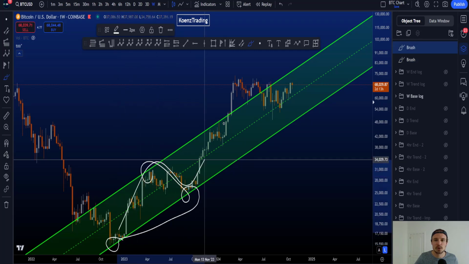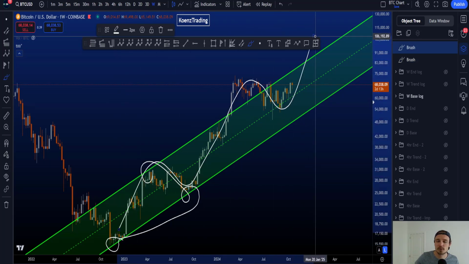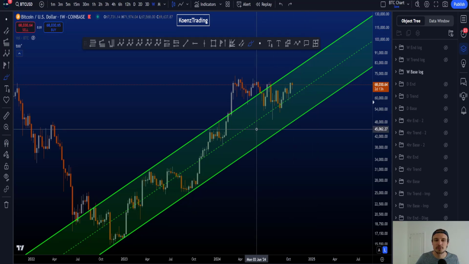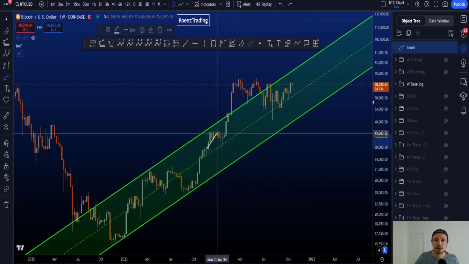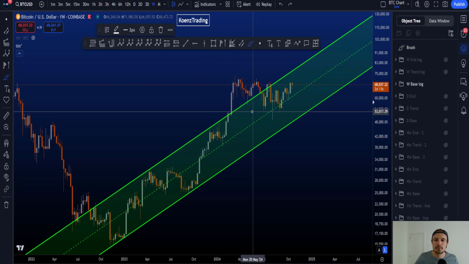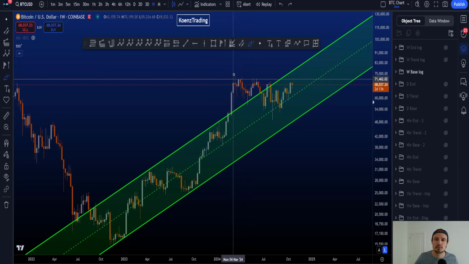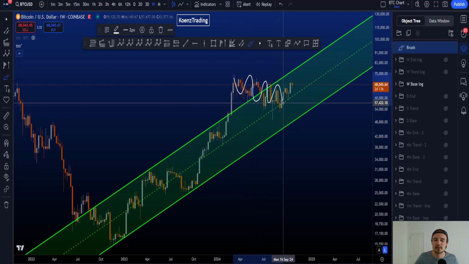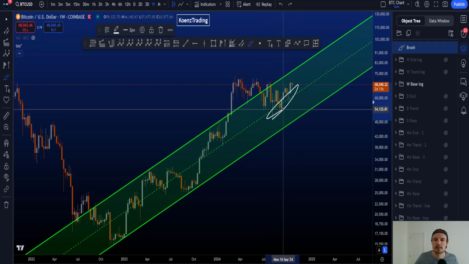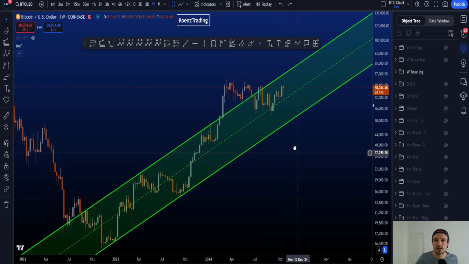Your impulse is 1, 2, 3, 4, 5. That is what you're looking for here, the bigger trend. Now you can see that price then broke out of the base channel, not by much, but we did break out, and now we're back inside the base channel, hovering on the midline here, which is still perfectly fine.